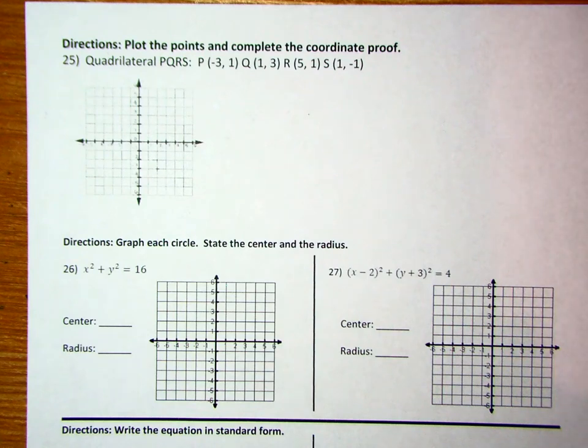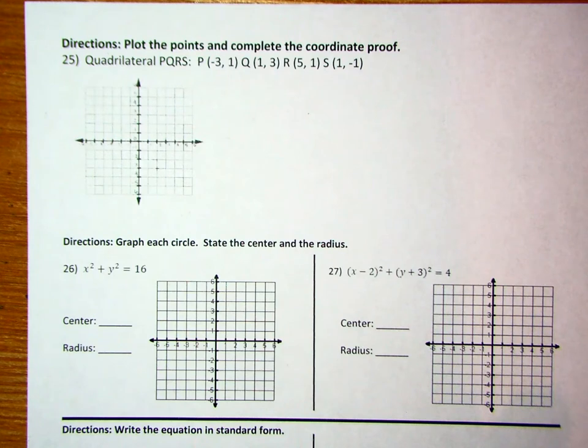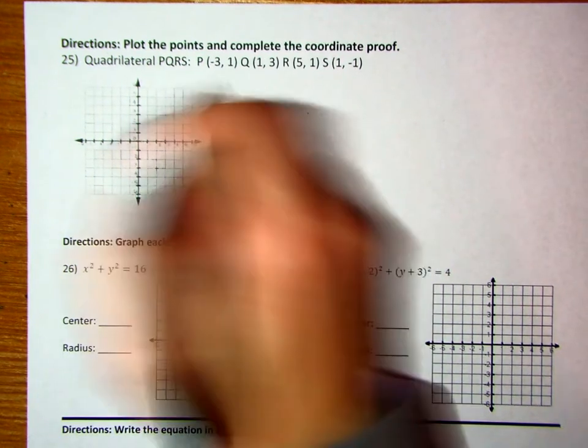So this is number 25 on the study guide. Number 25 says to plot the points and complete the coordinate proof. So the first thing we're going to do is plot these points.